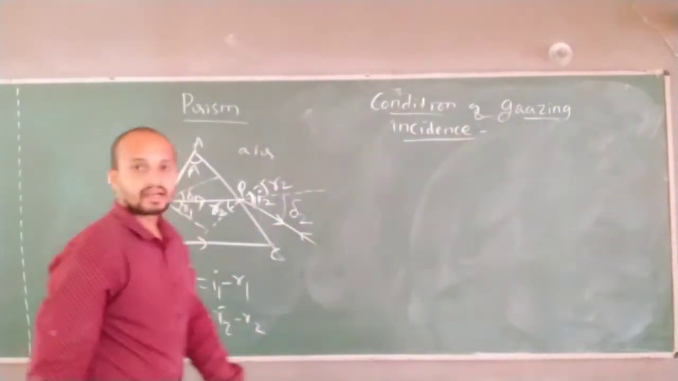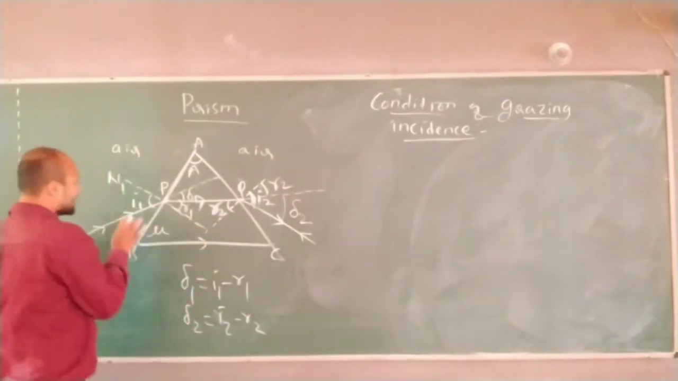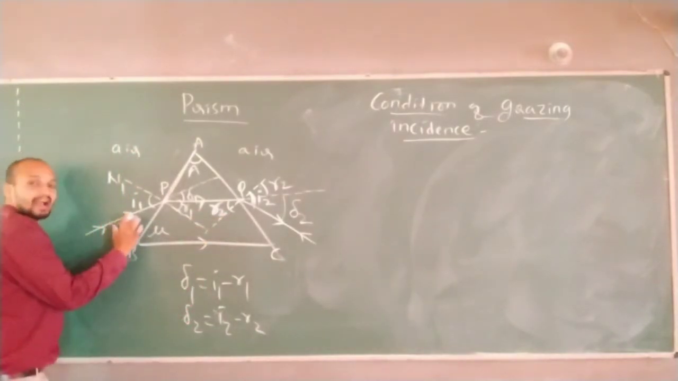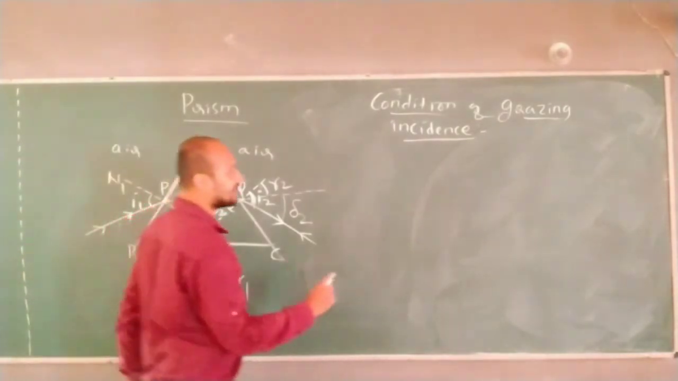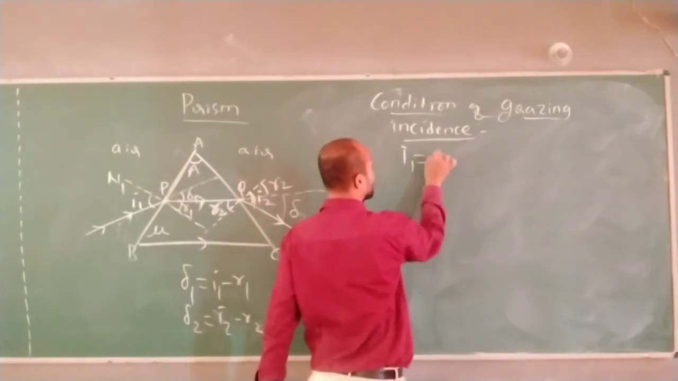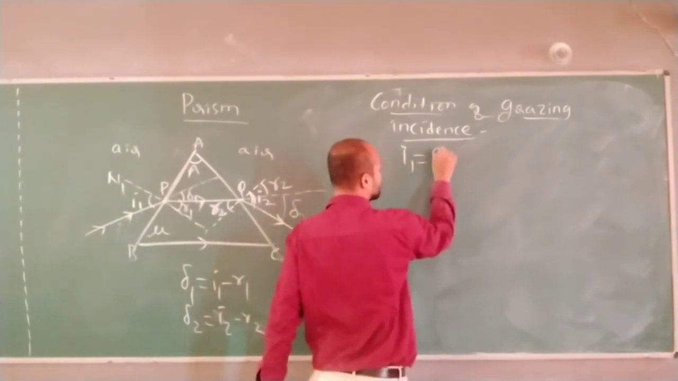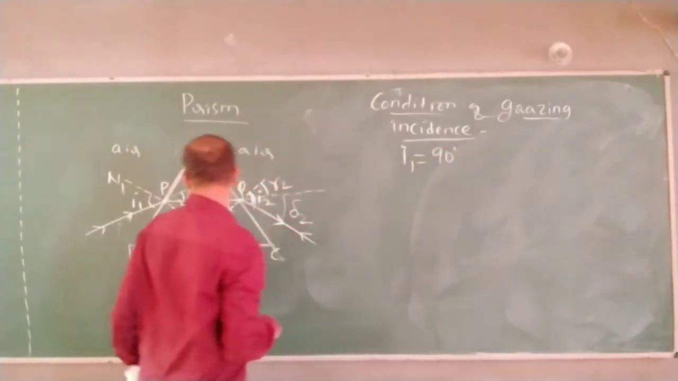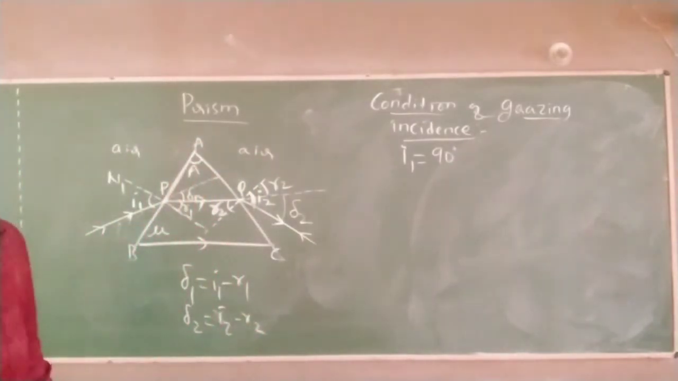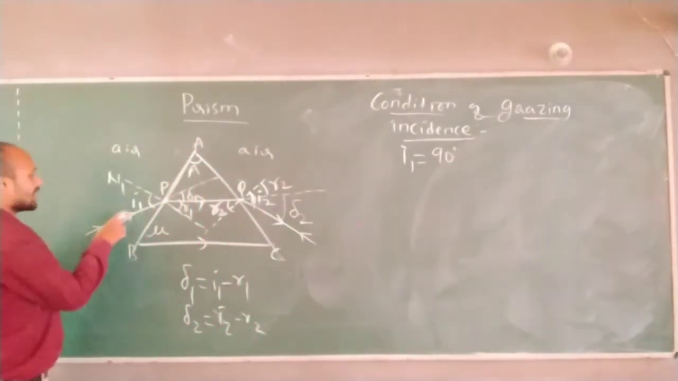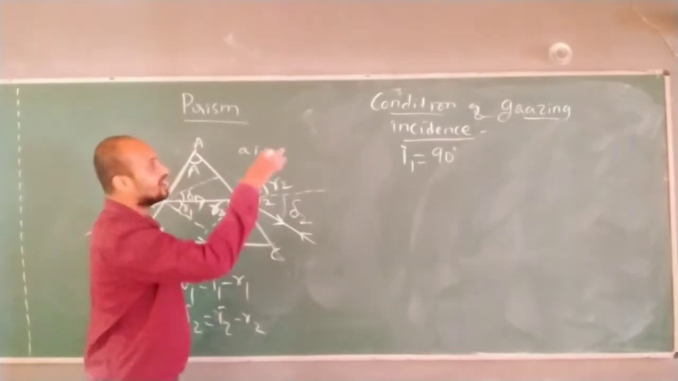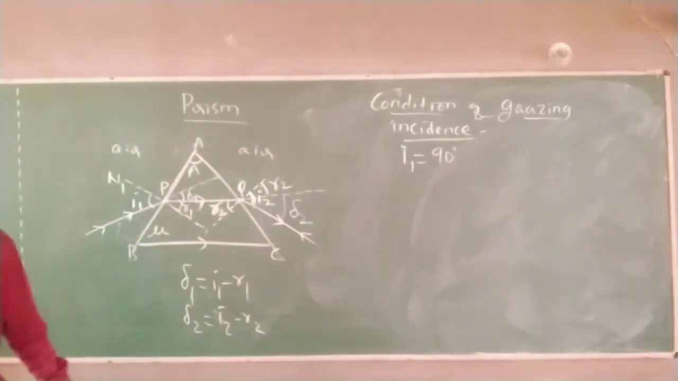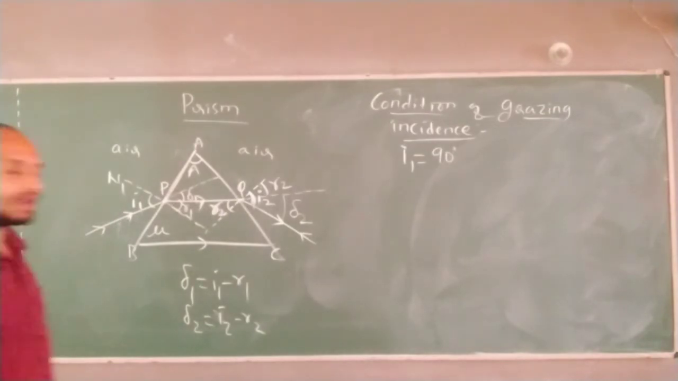Condition of grazing incidence. What do you mean by grazing incidence? It means that if this angle I1 becomes 90 degree, that is nothing but grazing incidence. When the angle I1 is 90 degree, the incident ray is called grazing incidence. When I1 becomes 90 degree, what other values are going to happen?